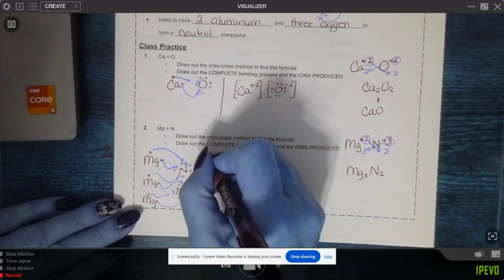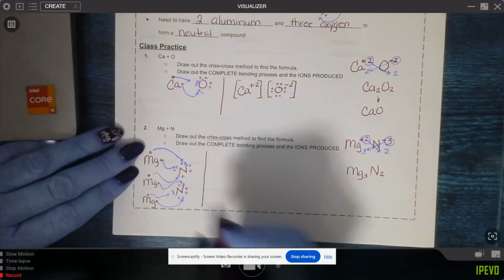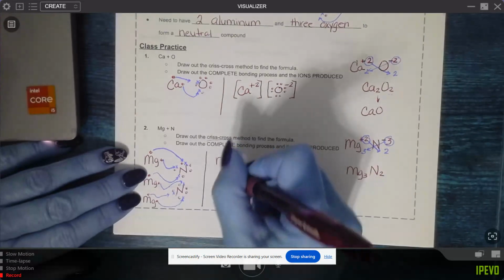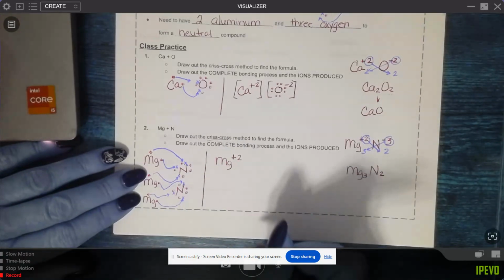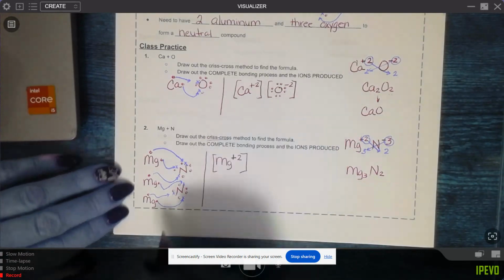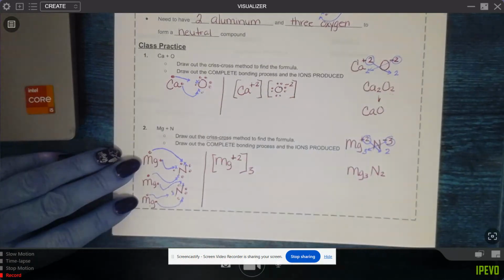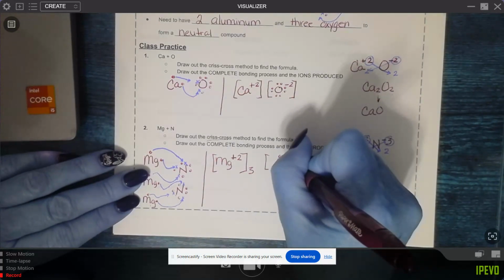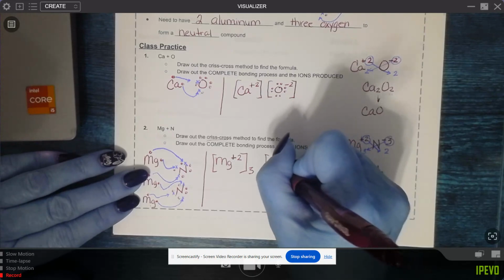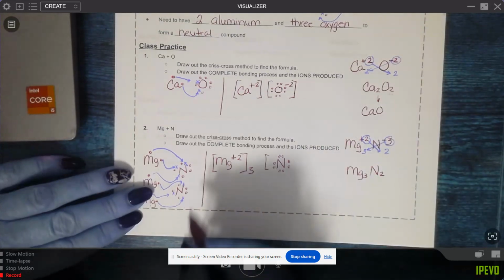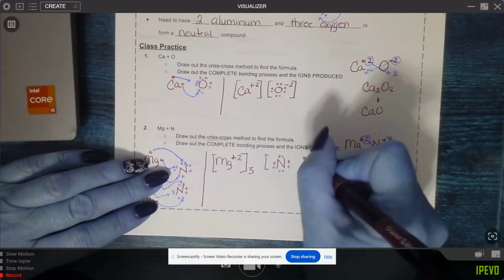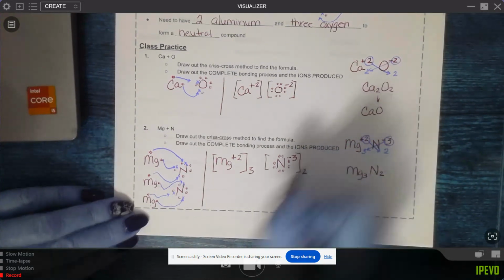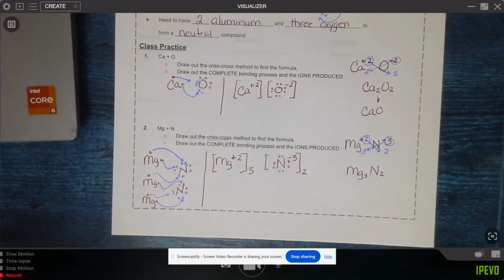Okay, so now if I write this out, what I've got is magnesium. It gave away its electrons and it's forming a +2 cation. And I have 1, 2, 3 of them. And then nitrogen, notice the negative anion always ends up with 8 valence electrons. Since it gained 3, it's going to have a -3 charge. And we're going to have 2 nitrogens.